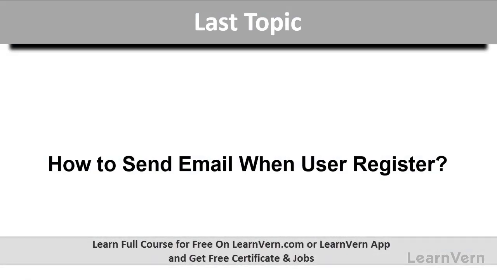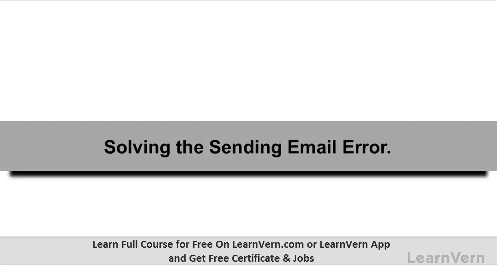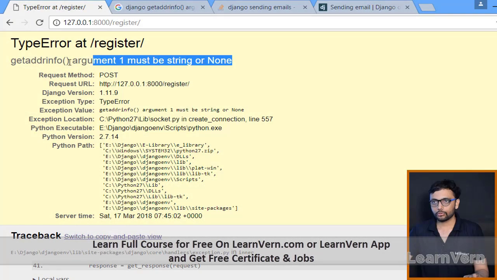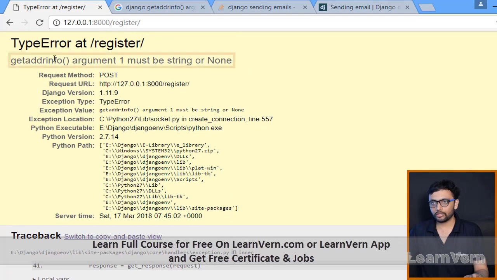In the previous lecture, we have seen how to send email when any new user is registered from our web app or website. Now, in this lecture, we'll see solving the sending email error which we have in the previous lecture. Okay, so we got this error because there is a get address info problem. Actually, this error is a little bit tricky.